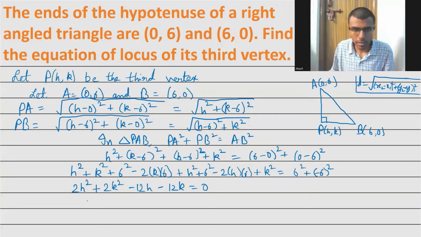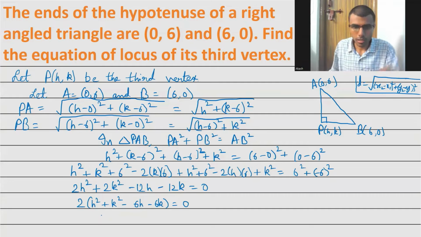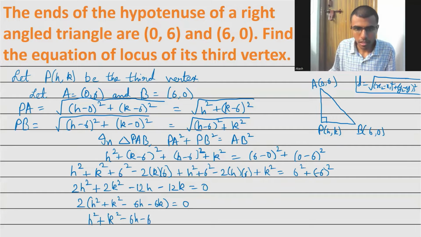From this entire equation, I can take 2 common. If I take 2 common, I get h square plus k square minus 6h minus 6k is equal to 0. Send 2 to the other side, so it will be 0 by 2, which is nothing but 0. I get h square plus k square minus 6h minus 6k is equal to 0.